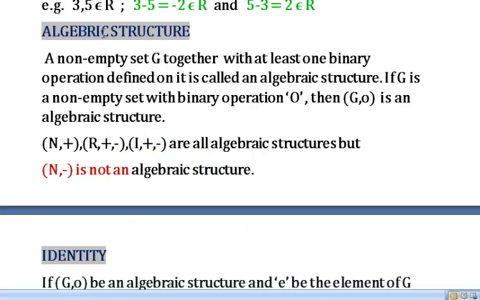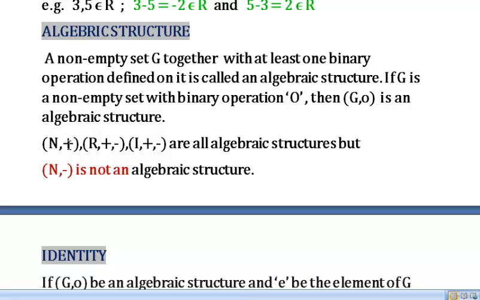Now we discuss algebraic structure. A non-empty set G together with at least one binary operation defined on it is called an algebraic structure. If G is a non-empty set with binary operation O, then (G, O) is an algebraic structure.